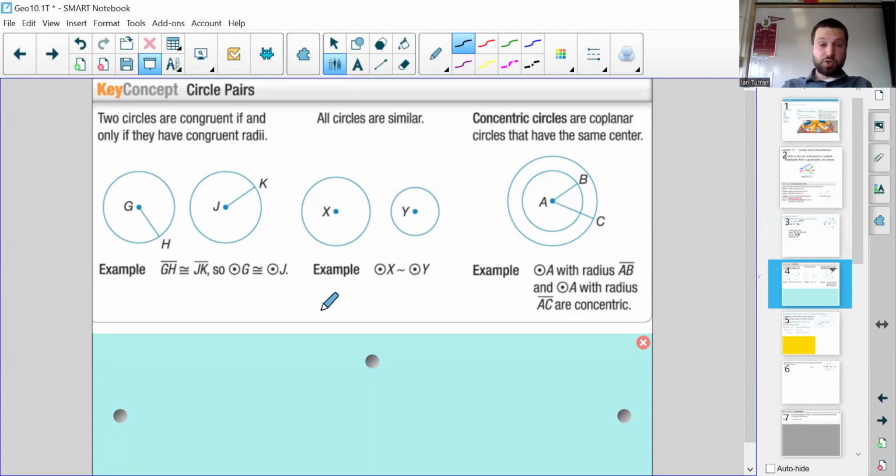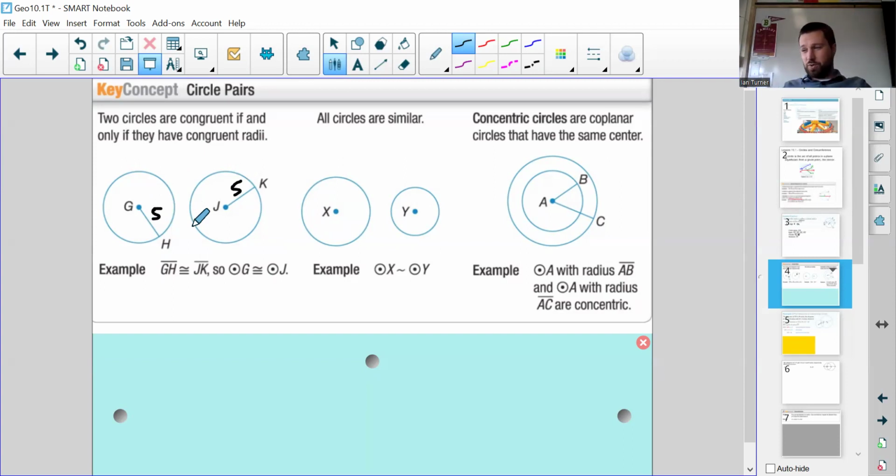So two circles are congruent if and only if they have congruent radii. Okay, remember, if and only if goes two ways. The first way is if you know two circles are congruent, you know they have the same radius. The other way is if you know two circles have the same radius, then you know they're congruent. So if we know JK is 5 and GH is 5, we know that both of those circles are congruent.